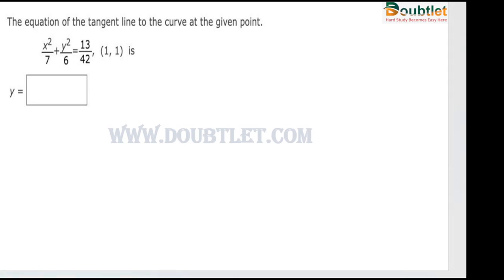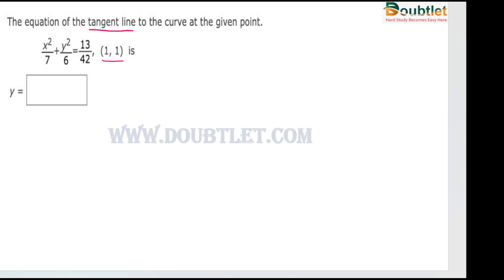So again we are here with a new problem, that is the equation of tangent line to the curve at this given point. So here we can see this function is given. This is an ellipse, that is x square upon a square plus y square upon b square is equal to 1. If we take this whole to the left hand side, then this will become the equation of the ellipse, and here the point is also given. So at this point we have to find the equation of tangent line.